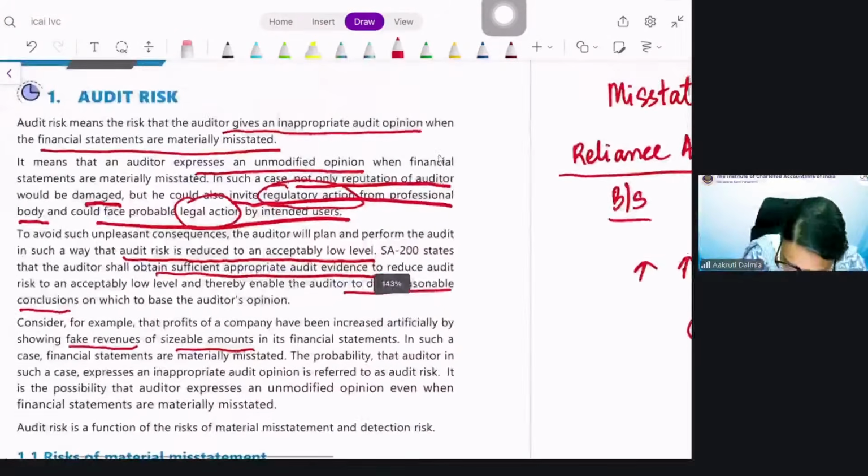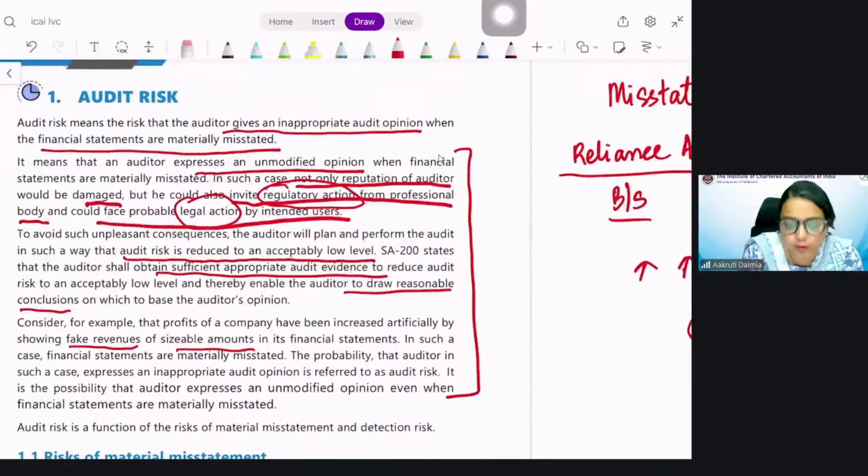So you tell me, is this 3 paragraphs to be learned? You tell me. Are these 3 paragraphs to be learned or they are just to explain?